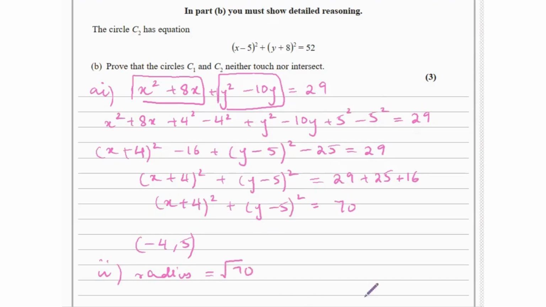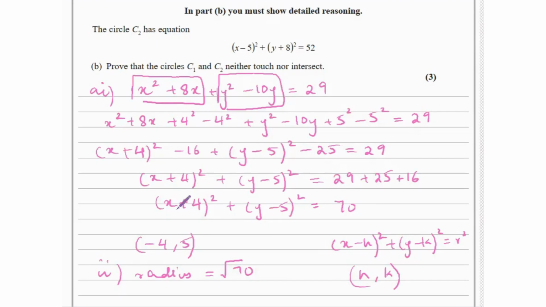By now you must know that the equation of a circle is x minus h whole squared plus y minus k whole squared equals r squared. So the radius is root 70, and h and k are the coordinates of the center. So if it's not minus in the bracket, if it's plus, you add a minus sign to the number.